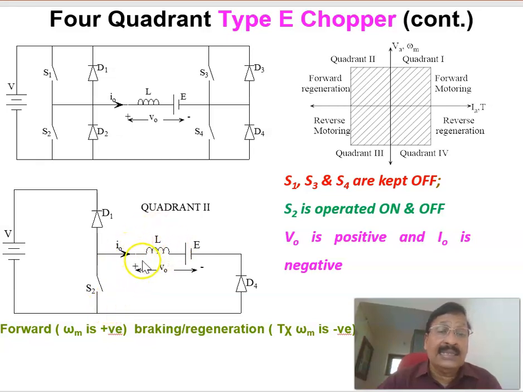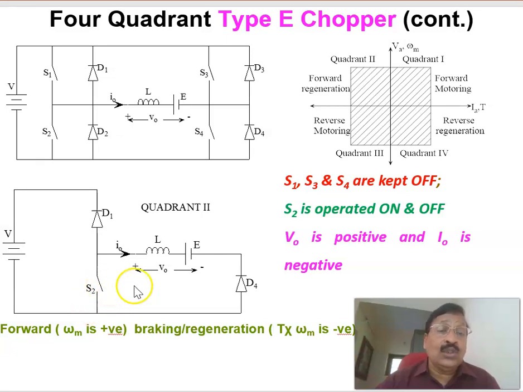In that case, the current is negative. When the switch is on, the current is negative, and the corresponding voltage is 0 because it is shorted by this switch. The voltage is 0, but there will be a circulating current in the opposite direction. That is what happens when S2 is closed.